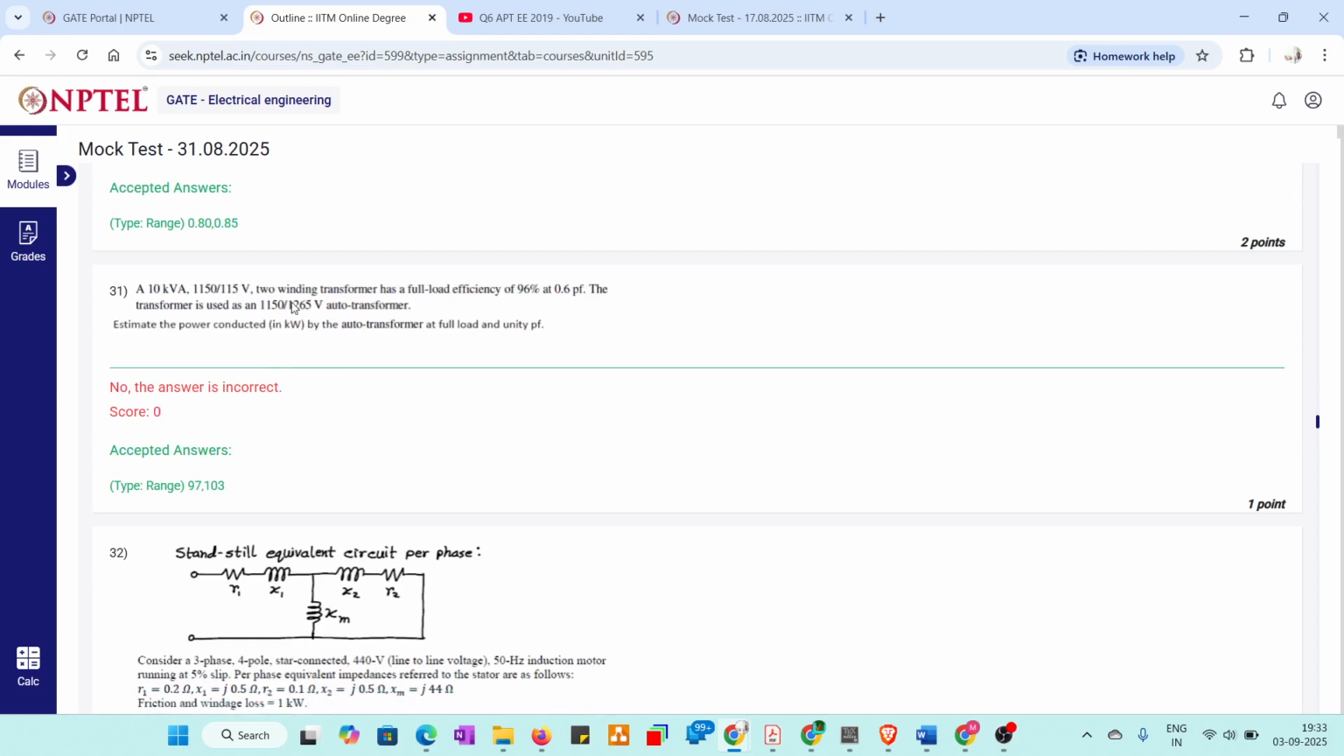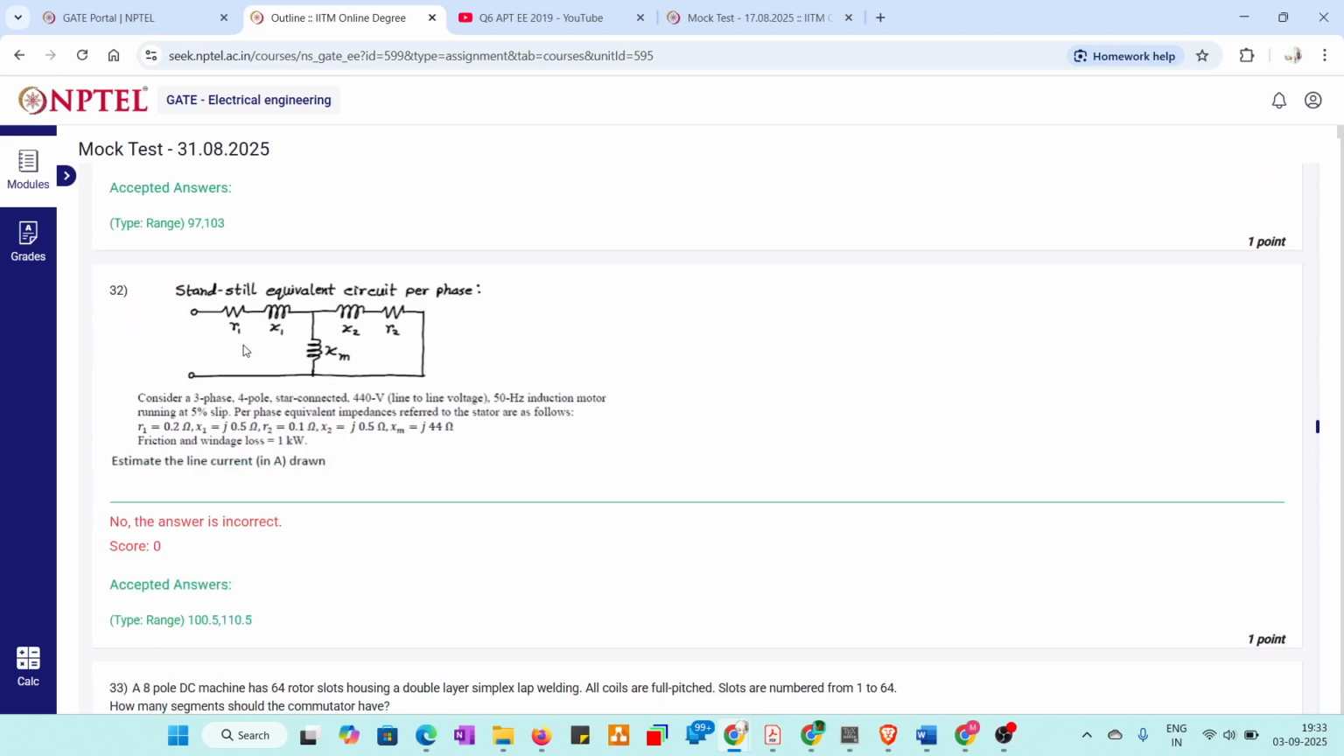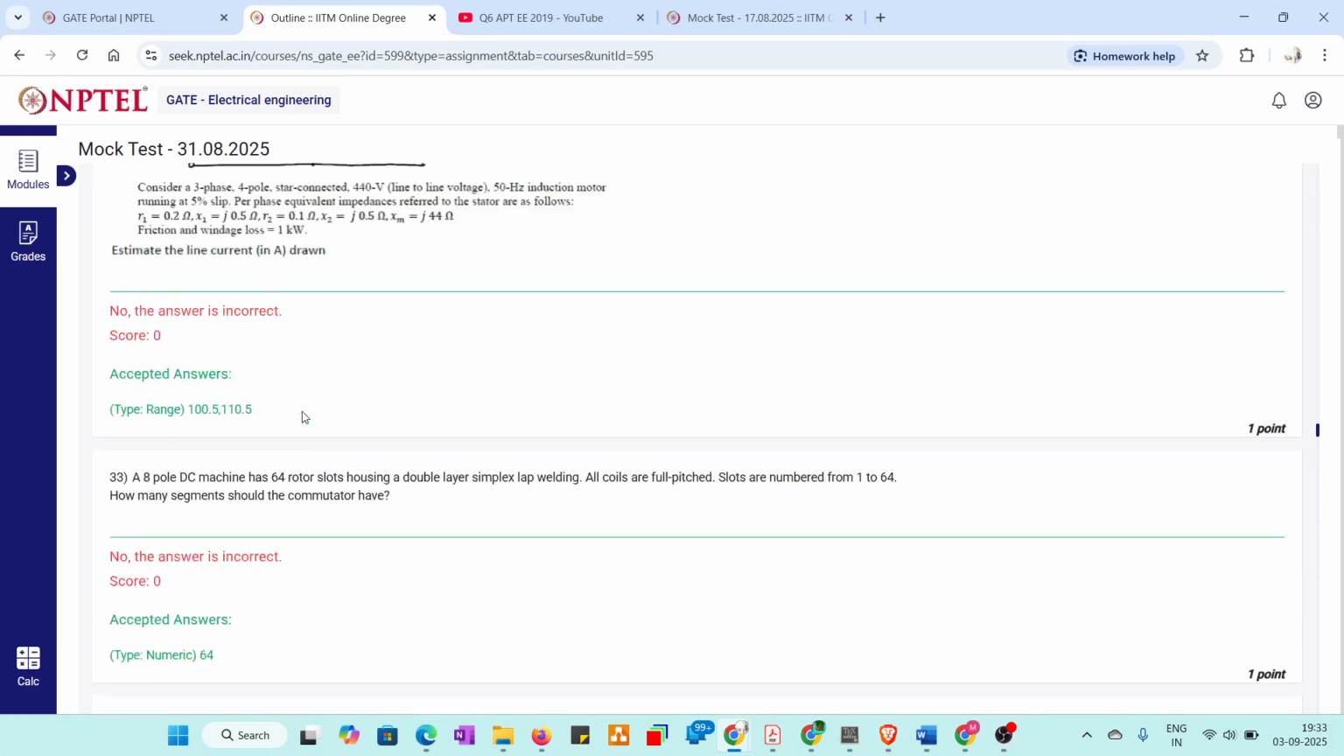Okay, next is the two winding transformer. So this is the auto transformer question. We need to find out the power conducted. Okay, so auto transformer full load. Same question as the previous one as well. That is induction. Okay, you can see.